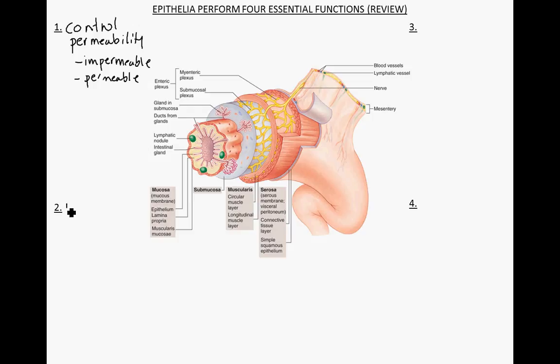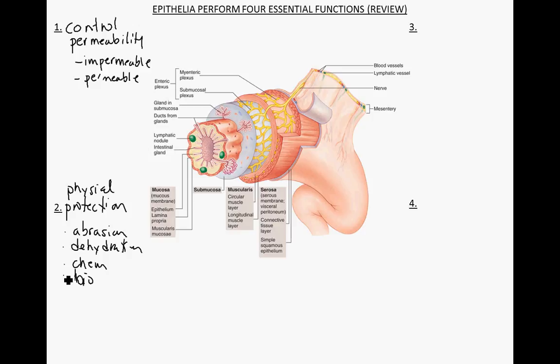The second one, and probably should have started with this one, it's a little more obvious, is some sort of physical protection for the cells that are underneath that. From, again, being abraded, from abrasion, from dehydration, drying out, and then from chemical and biological agents that might serve to damage them. So chemicals like acids, bases, those sorts of things.